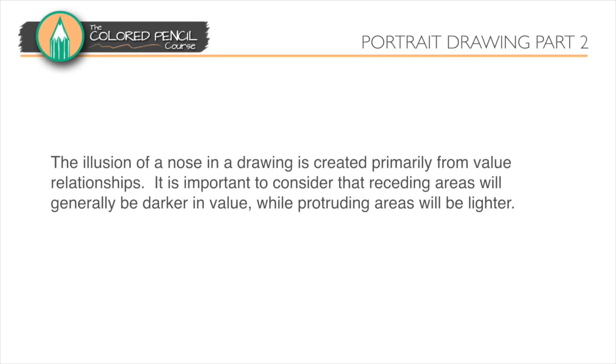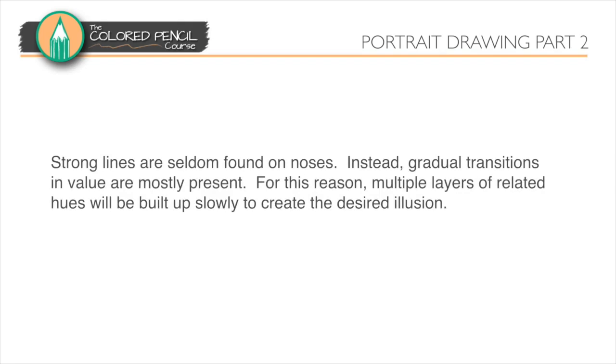The illusion of a nose in a drawing is created primarily from value relationships. It is important to consider that receding areas will generally be darker in value, while protruding areas will be lighter. Strong lines are seldom found on noses. Instead, gradual transitions in value are mostly present. For this reason, multiple layers of related hues will be built up slowly in order to create the desired illusion.